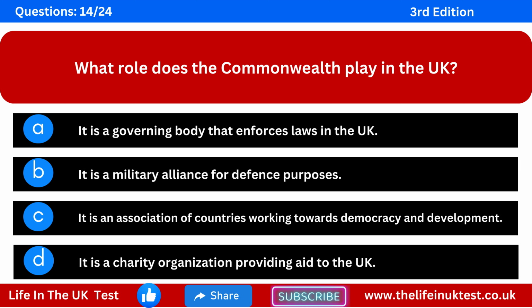What role does the Commonwealth play in the UK? Option A, it is a governing body that enforces laws in the UK. Option B, it is a military alliance for defense purposes. Option C, it is an association of countries working towards democracy and development. Option D, it is a charity organization providing aid to the UK.